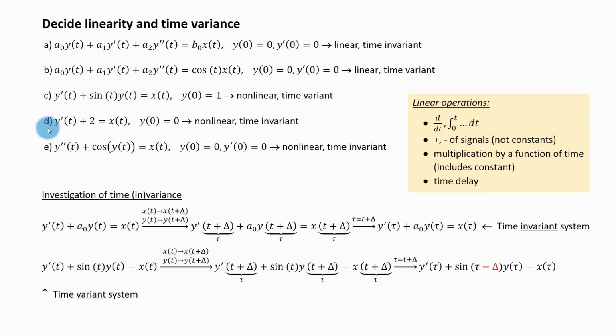What about the system described by this differential equation? Here I have a derivative, which is a linear operation. Here I have addition, but this is an addition of a constant. Addition of two signals is a linear operation, but an addition of a constant is not a linear operation. So this system is not linear.